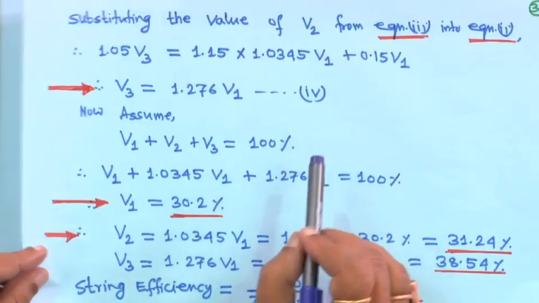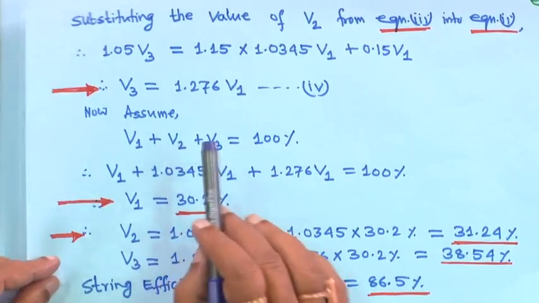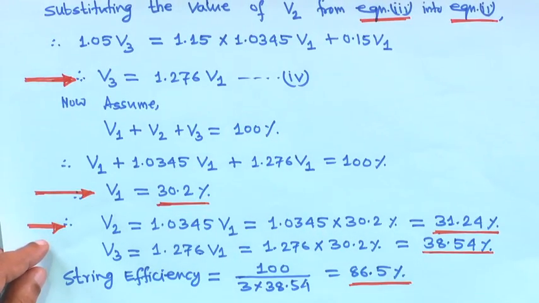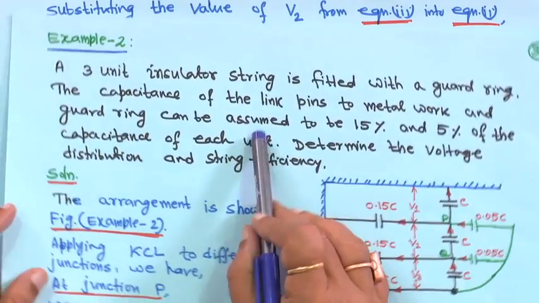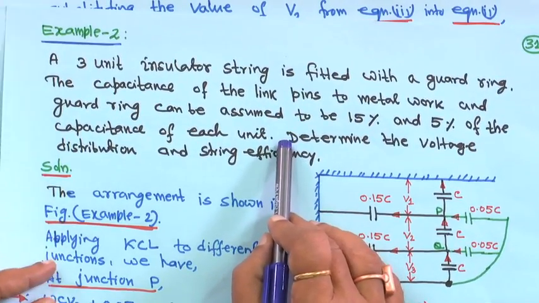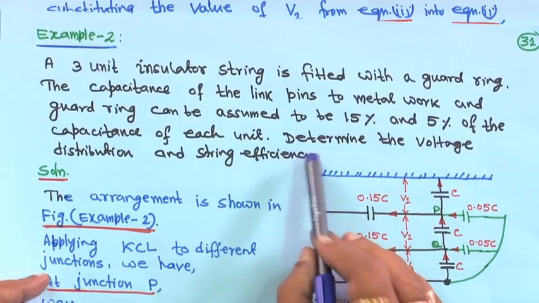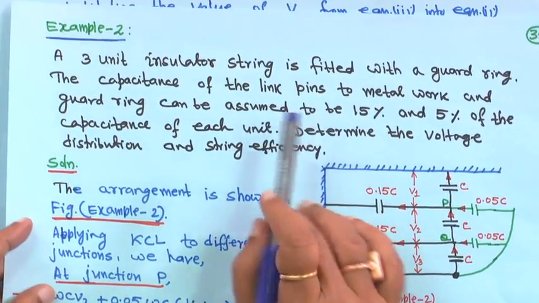Now we assume a voltage, because in this problem the voltage is not mentioned, whether it is 66, 132 or 220 kV, nothing is mentioned in this problem.